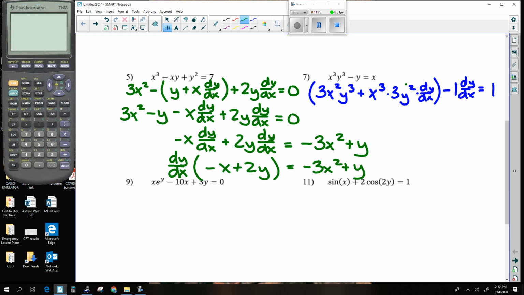So I isolate the dy dx, I get all the dy dx's on one side, I factor it out, and then I divide off the parentheses stuff. So dy dx, and I divide off the negative x plus 2y. So this is negative 3x squared plus y all over negative x plus 2y. And there's your derivative.